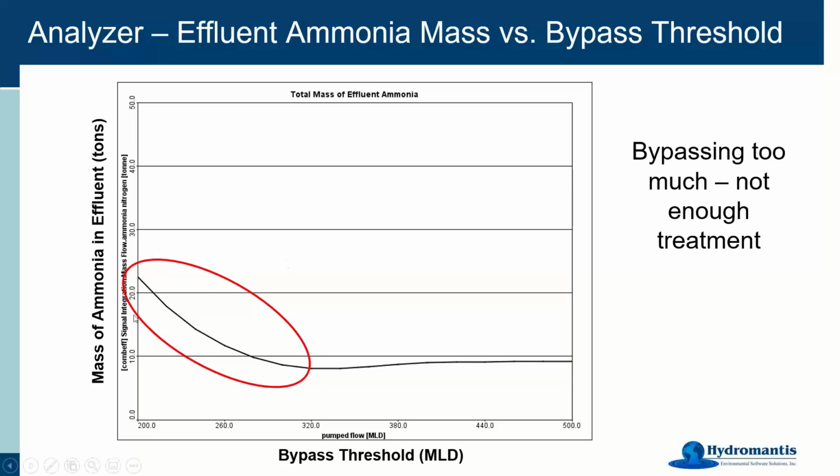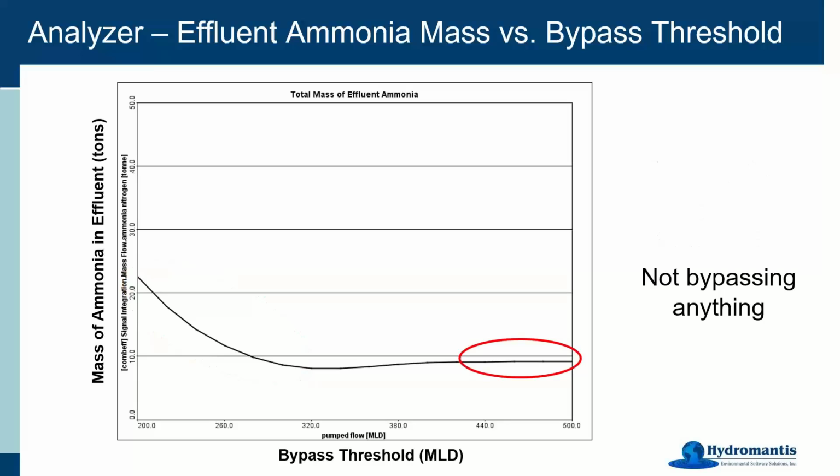And that's why this is showing a high amount of ammonia in the effluent over those 15 days: basically we're bypassing too much. We're not treating enough. Over at this end, this actually becomes a flat line after a while, because now our bypass threshold is so high, we're not bypassing anything. And so it doesn't actually matter. You can make this number as big as you want, and it's always going to be the same amount of ammonia in the effluent because basically all of it went through the plant.